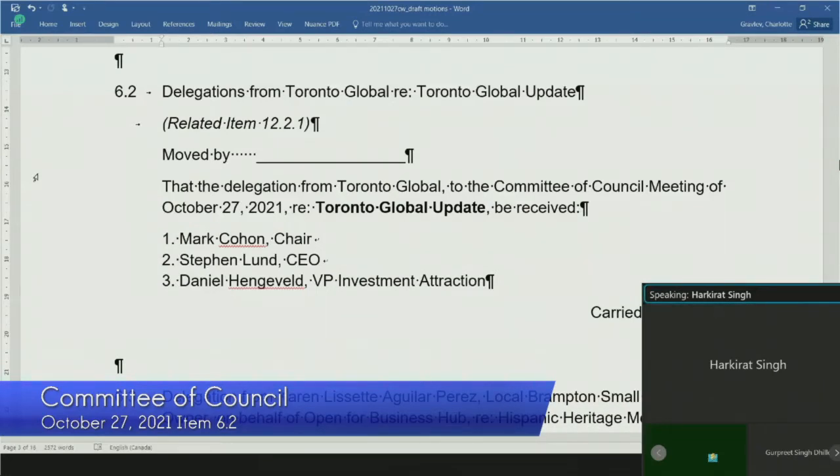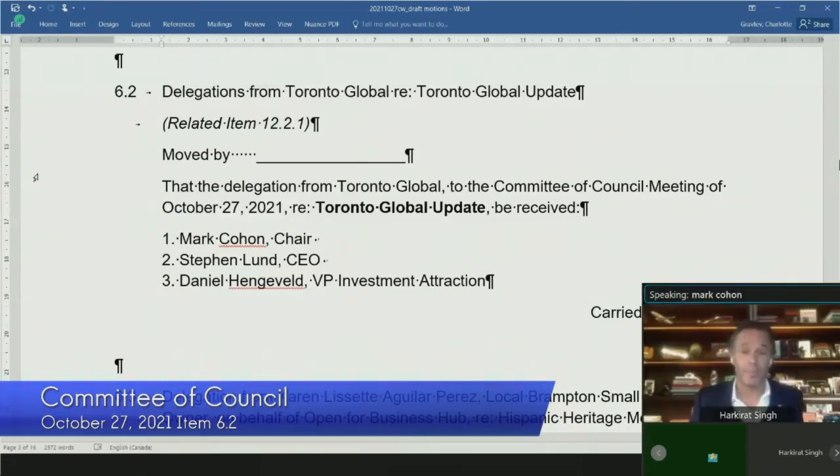Great. Thank you, Mayor Brown, Chair, and members of the council. I'm Mark Cohan, the Chair of Toronto Global. You're going to hear from me briefly, Stephen Lund, our CEO, and Daniel Hangavel, who's the head of investment attraction. I think it's appropriate that we're talking to you now as we're at the final few months of our funding agreement with Brampton, as well as the other municipalities that make up Toronto Global.